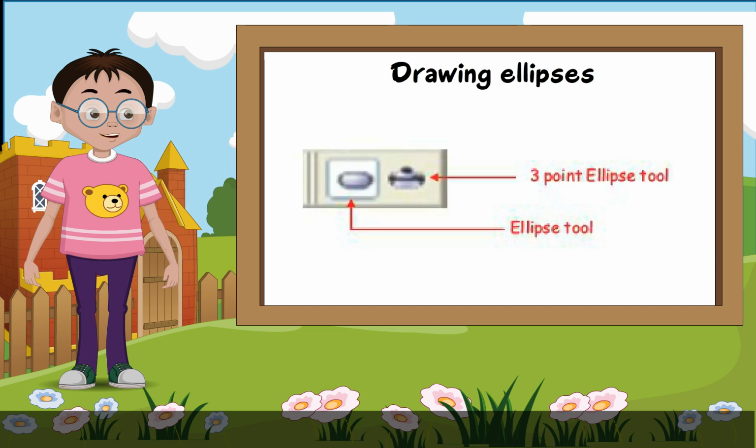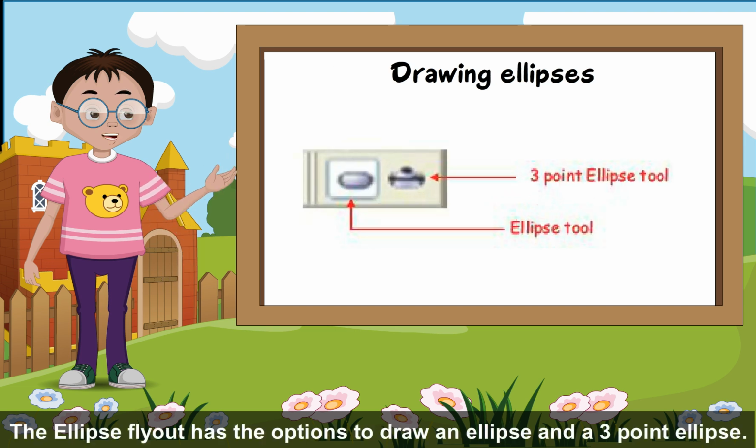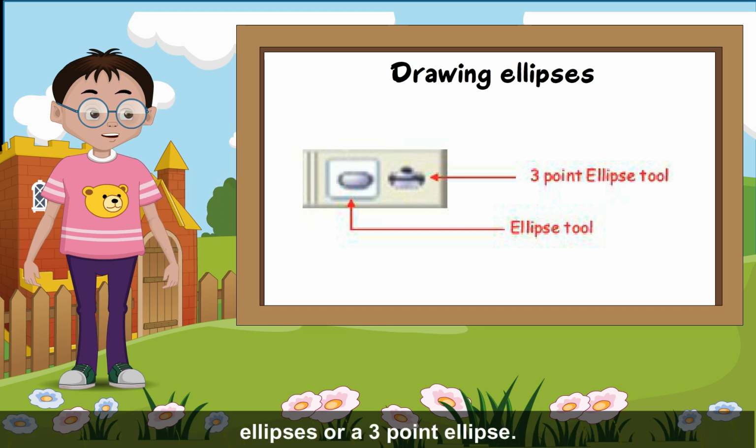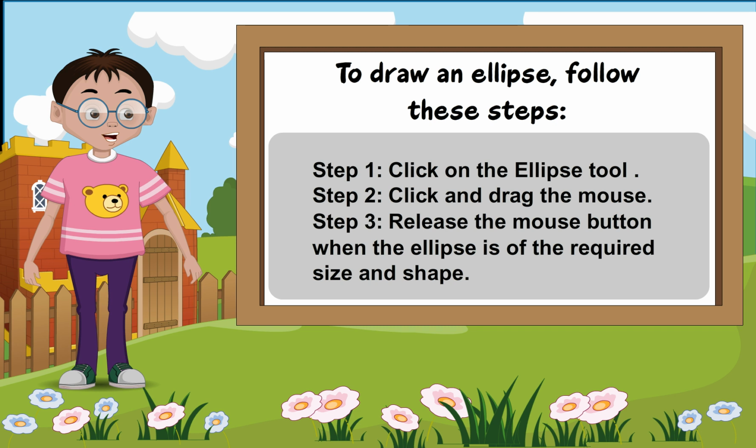Drawing ellipses. The ellipse flyout has the option to draw an ellipse and a 3-point ellipse. Just like the rectangle tool, the ellipse tool too allows you to draw a simple ellipse or a 3-point ellipse. To draw an ellipse, follow these steps. Step 1. Click on the ellipse tool. Step 2. Click and drag the mouse. Step 3. Release the mouse button when the ellipse is of the required size and shape.